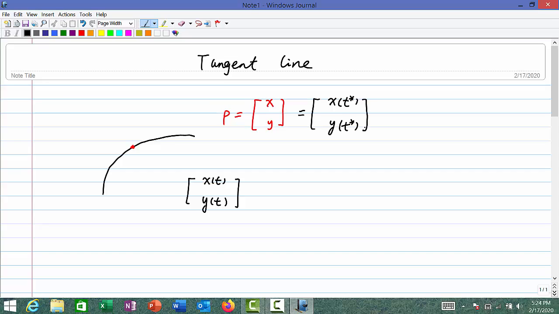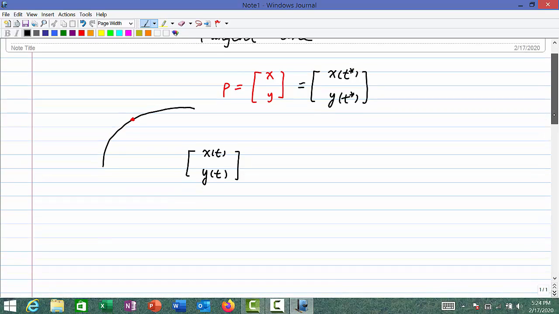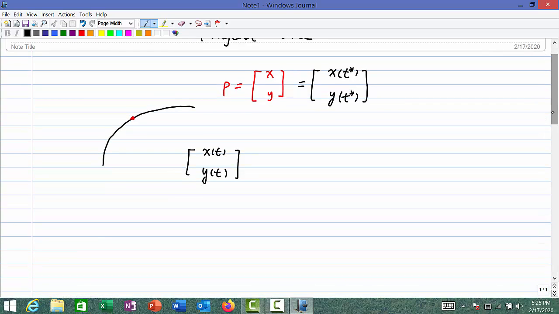So as we mentioned in class, the tangent line is the line which only intersects with the curve at this point. Let me draw it more carefully. It only intersects at this point with the curve. Okay. The computation, the line can be represented in this form.